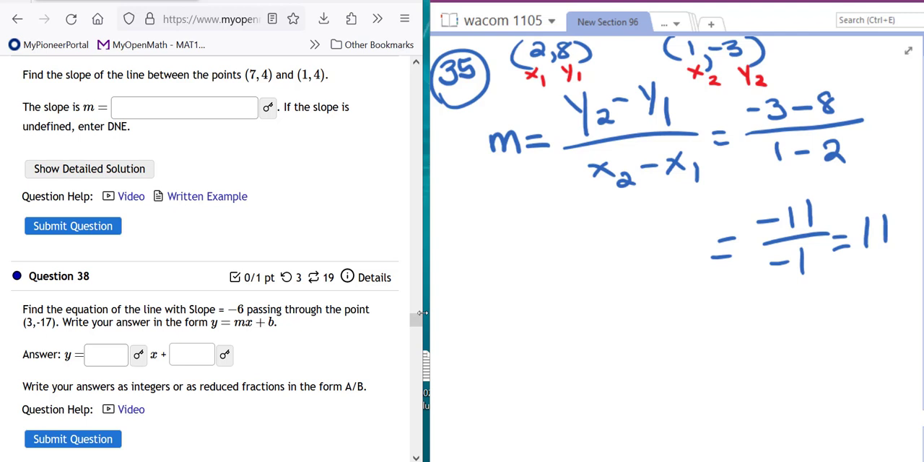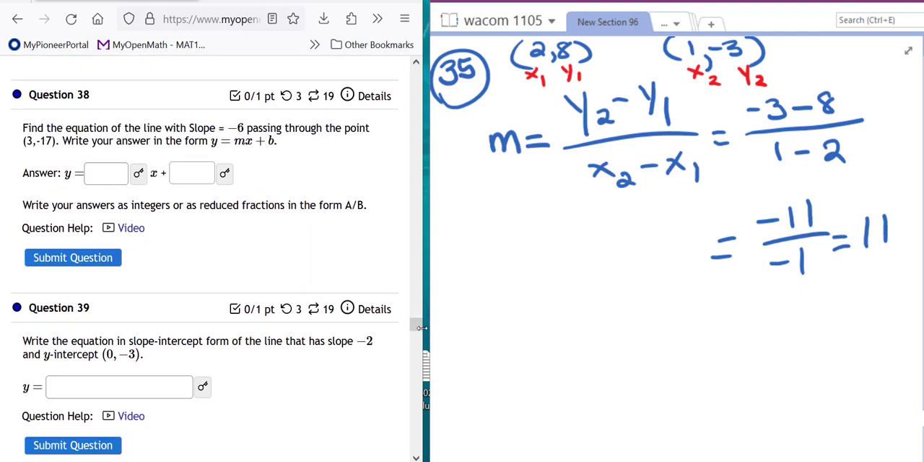So the 4's are the y coordinates. That's on the numerator. It's going to give you a 0 on the numerator. A 0 on the numerator is a horizontal line, and the slope is 0. All right, so this one, the slope is 0. If it ends up as 0 in the denominator, it is undefined, and it's a vertical line.